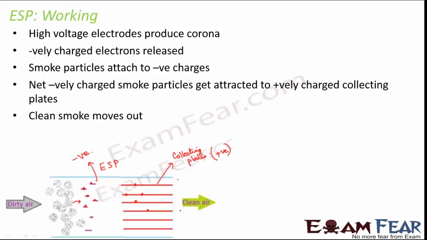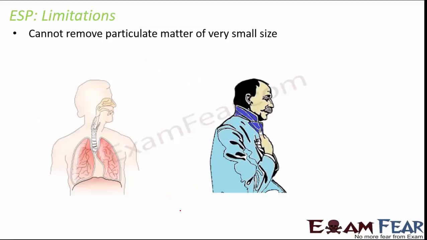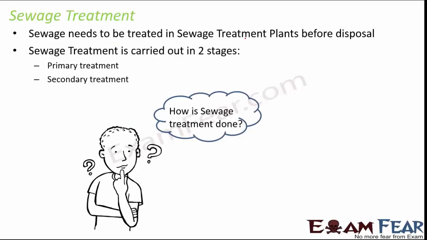Anyways, you should understand this in more detail from the detailed video, how exactly an electrostatic precipitator works, because this is important. However, there are a few limitations of the electrostatic precipitator. For example, it cannot remove particulate matter of very, very small size, because it can only remove particles of considerable size. If you have very tiny particles, it cannot remove them. However, these tiny particles can also cause different sorts of respiratory disorders in human beings.